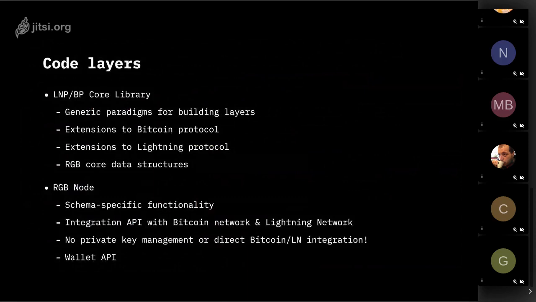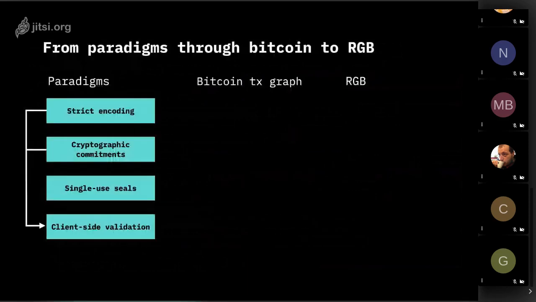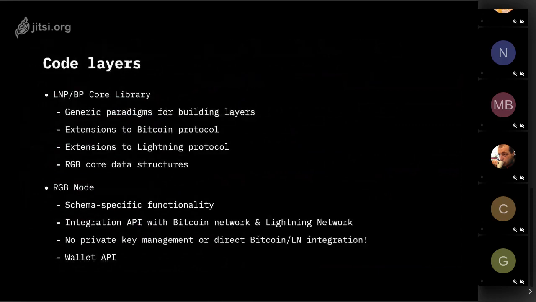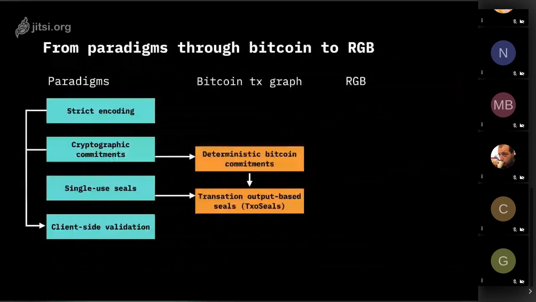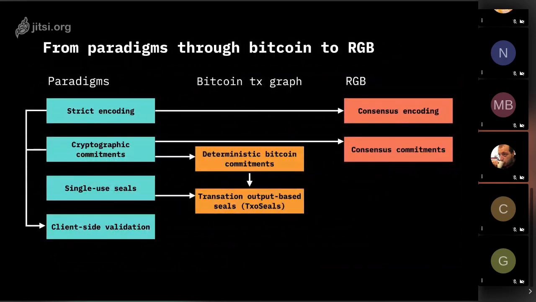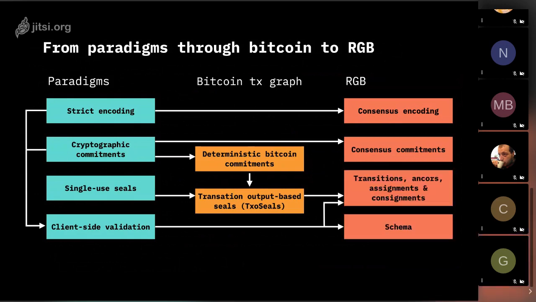So as I said, in the LNPBP core library, there are layers of these generic paradigms in this cyan color. On top of that, we have extensions to the Bitcoin protocol in orange, extensions to the Lightning protocol, not shown on the slides so far, just not to introduce more complexity, and the RGB core data structures shown here in red in the last column. With the RGB structures in the RGB module, we are building a consensus encoding specific to RGB using the strict encoding primitives. We built consensus commitments using that encoding, joining it with the cryptographic commitment primitives. We built RGB state transitions, anchors, assignments, consignments, and schema data using single-use seals and schema.